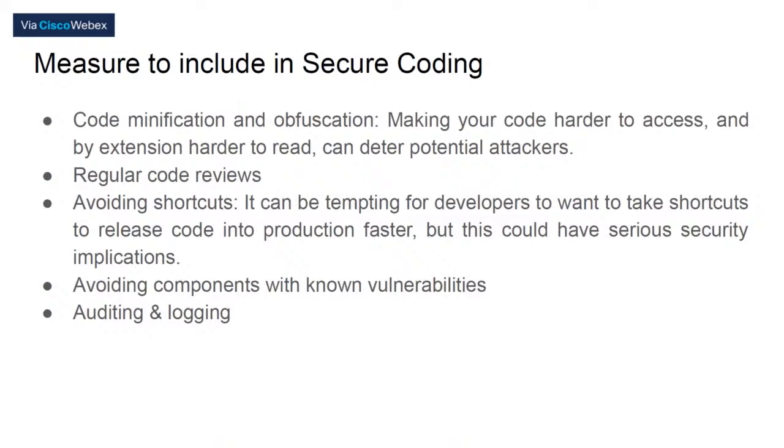So now, what are the measures to include in secure coding? What we can think of in general is code minification and obfuscation techniques, so that our code will look like garbage to the attacker, and also adding some garbage so that it can deter potential attackers. We need to do regular code reviews, to see what we can do if any patch of data or any cryptographic method has been exploited.